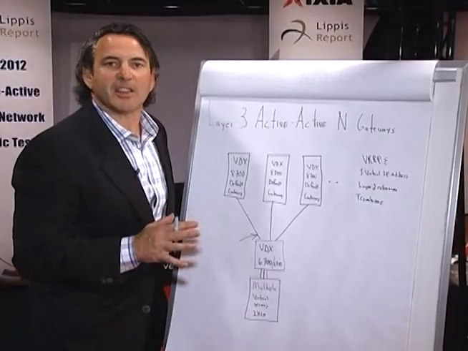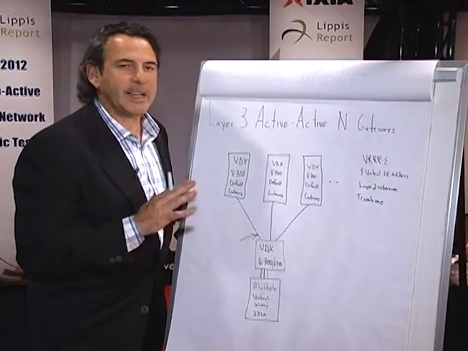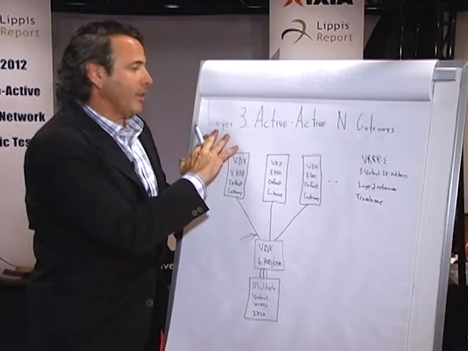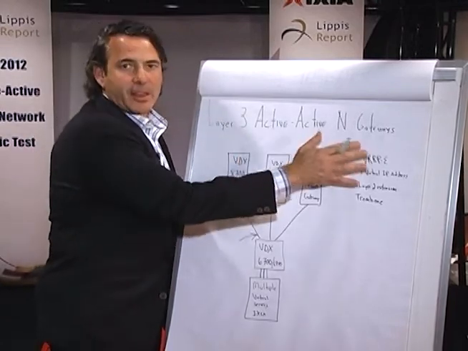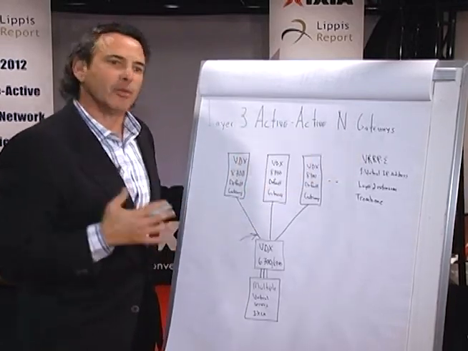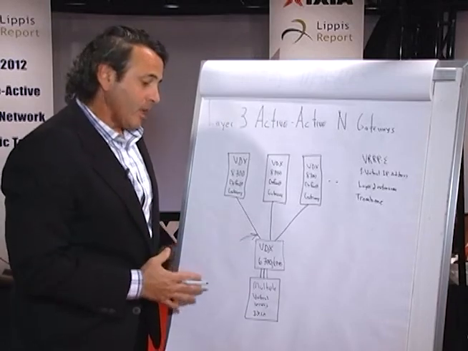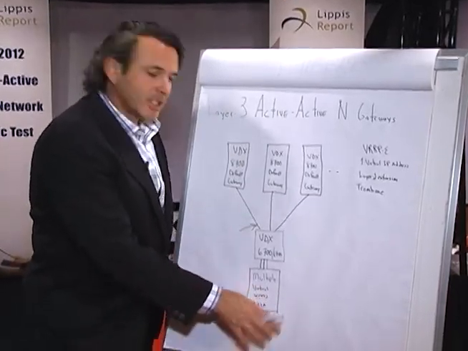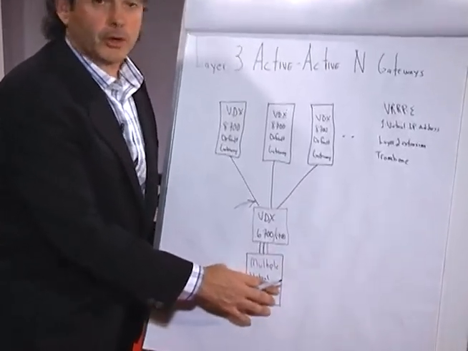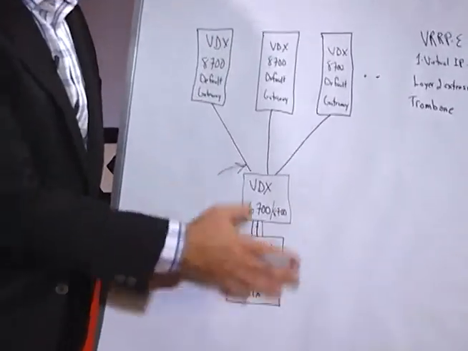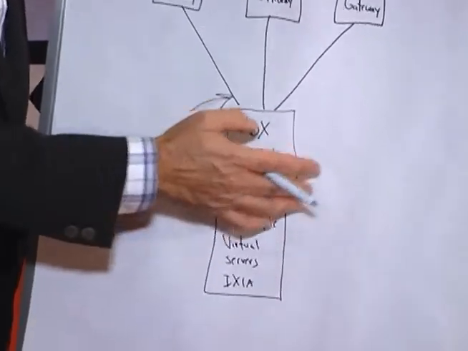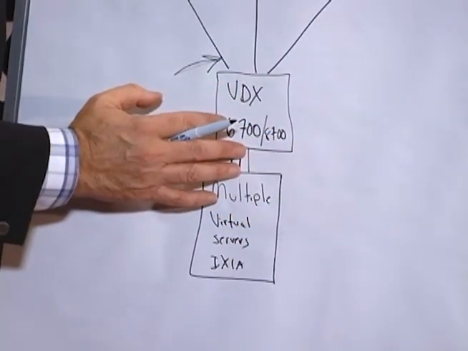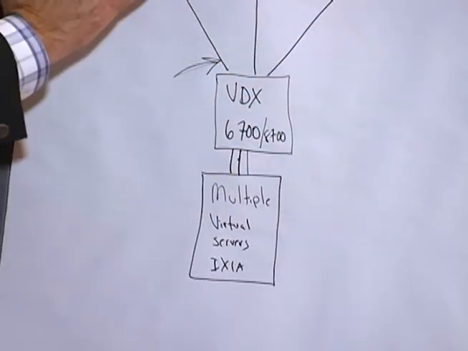This last test in the active series here is unique to the industry, and Brocade brought it to the marketplace. It's what we call the layer 3 active N gateways test. And so this is how we designed it. So take a look at the configuration. So first we start down here on the bottom. It's the Ixia gear with multiple virtual servers. Now, this is normally the top of rack scenario, so we have servers connected into, could be a 6700 series or an 8700 series switch. And then those are going to the core of the network.